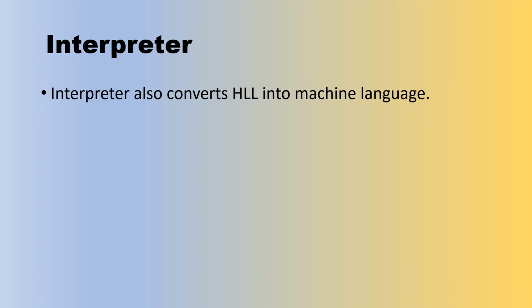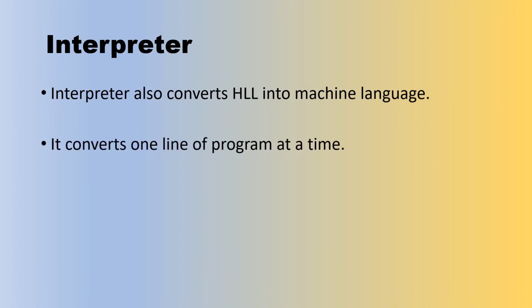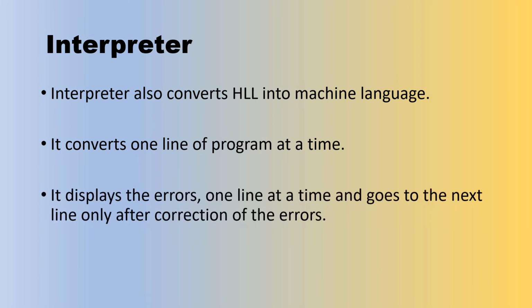Now, interpreter. It also converts HLL into machine language, but it converts one line of a program at a time. It doesn't convert the whole program together. It displays the errors one line at a time and goes to the next line only after correction of the errors. So this was the difference between compiler and interpreter.